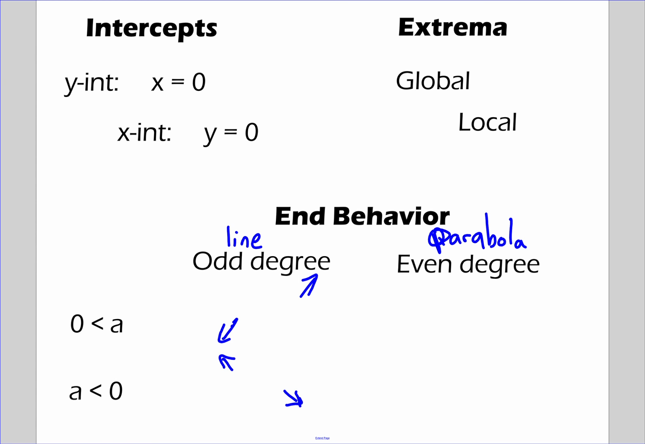For an even degree polynomial, it's like a parabola. With a positive leading coefficient, it opens up, so both the ends go to positive infinity, and when it's got a negative leading coefficient, it opens down. Whatever's happening in between, there's lots of variety, lots of things can change, but overall it's going to be like a line or a parabola.